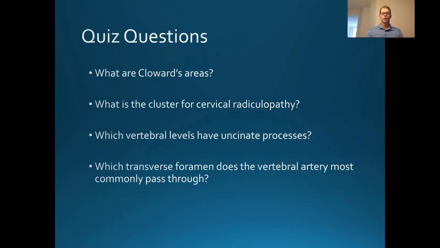And then finally, which transverse foramen does the vertebral artery most commonly pass through? The vertebral artery, as we know, is a branch of the subclavian, and it goes up mainly through the C6 transverse foramen. There is some variability there. Some people will say it goes through C7 or C5, but for the most part, it goes through the C6 transverse foramen.